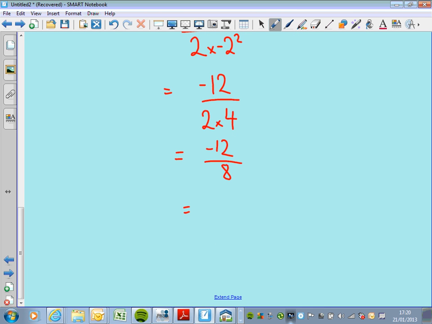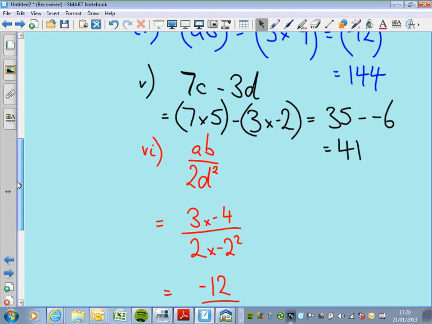Final answer? No, because it's a top-heavy fraction. We'll turn our top-heavy fraction into a mixed number. 12 divided by 8. How many 8s go into 12? 1 remainder 4, right? So 1 and 4 over 8, I'm thinking, but it's a negative divided by 8 positive, so it's minus 1 and 4 over 8. Can we simplify? Yes, we can. 4 8s is equivalent to 1/2. Final answer, minus 1.5.